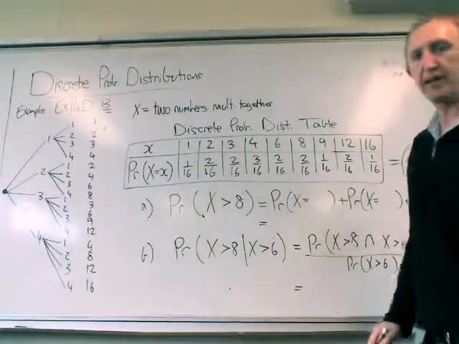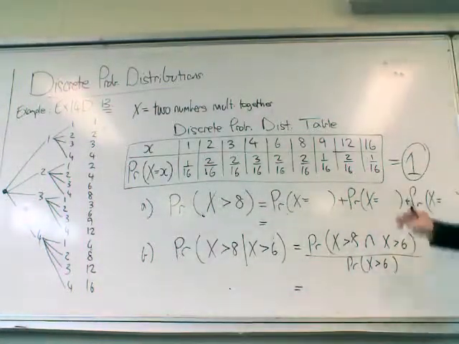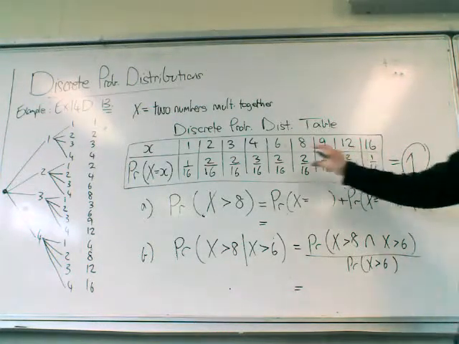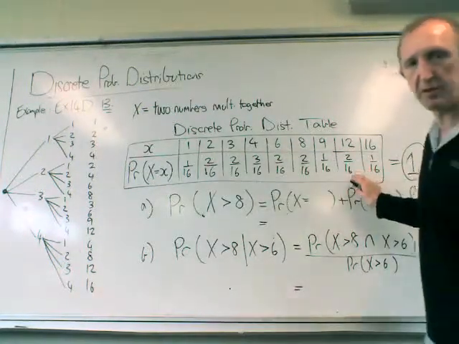So you may find an exam question where it's just saying it might have one of these left out, and you have to realise that all of these must equal 1, so you have to find the missing probability.